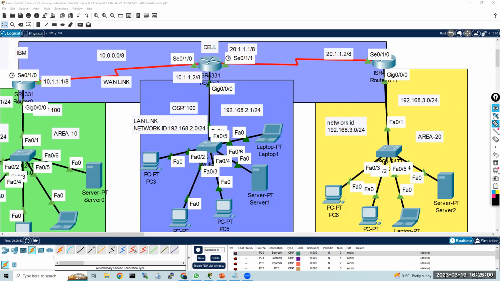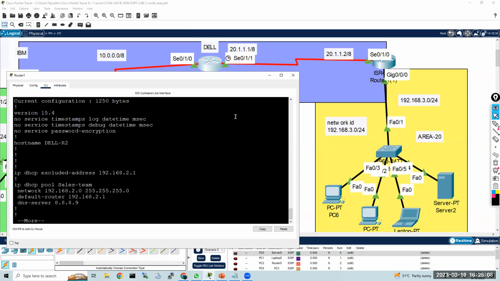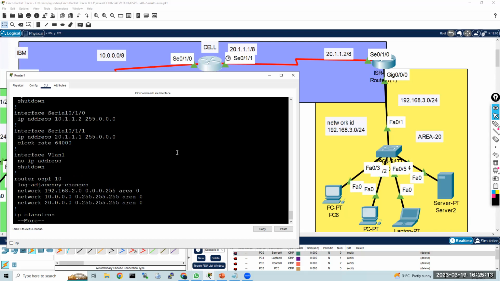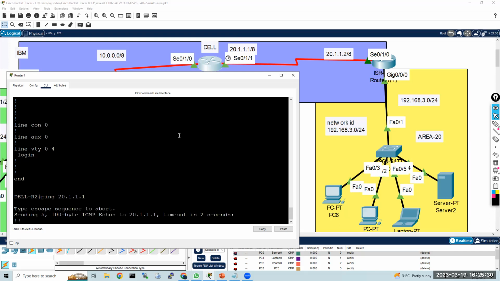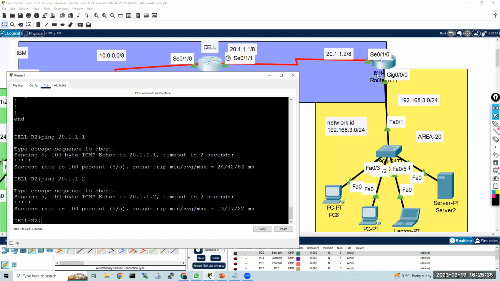Go to the router and please show run. We need to see the IP address assignment. Can you ping 20.1.1.2 from here, from router 2? Yeah, it will ping, no problem. Of course, because it's directly connected. .2 will ping because it is directly connected.